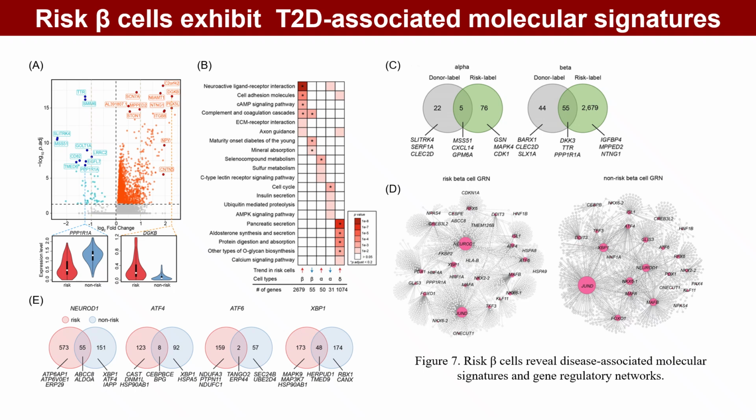Gene regulatory network analysis revealed that risk beta cell networks are primarily governed by transcription factors related to endoplasmic reticulum stress and apoptosis. These hub factors drive target genes involved in endoplasmic reticulum stress, oxidative phosphorylation, autophagy, and apoptosis processes.